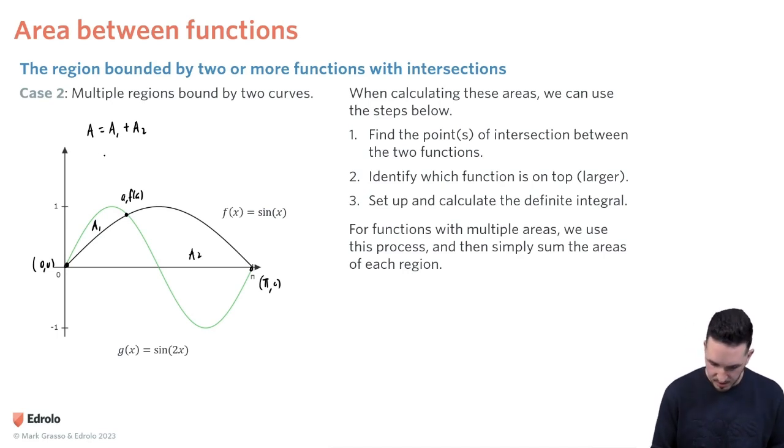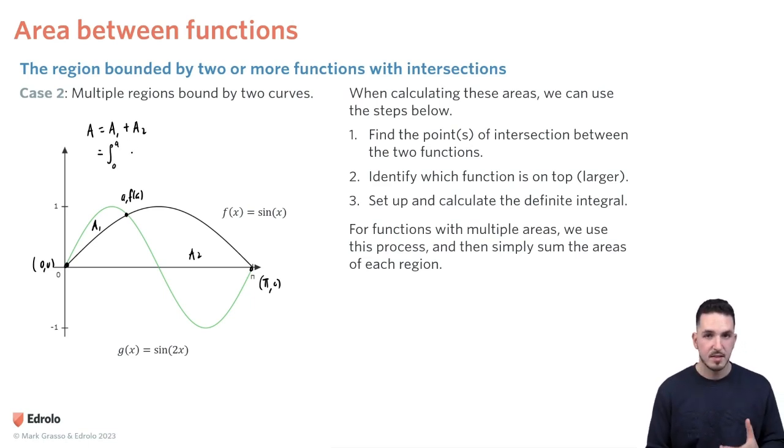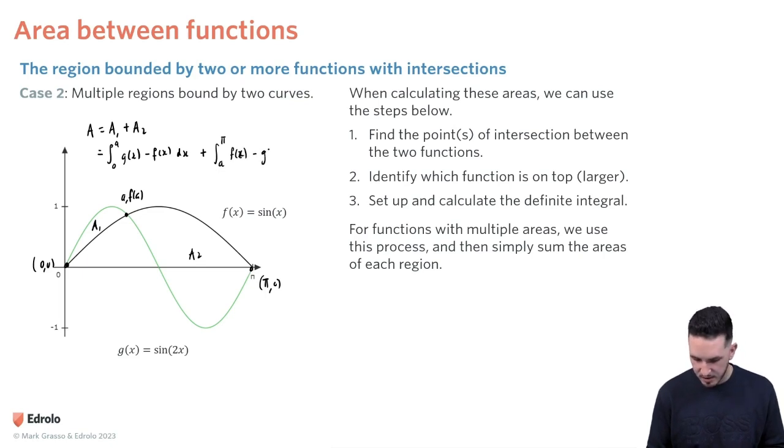So to set this up, for example, we can see in area 1 that g(x) is on top, so area 1 will equal the integral from 0 to a. We don't know what a is, I'm just using that hypothetically to help us set up our integrals. We're going to have g(x) minus f(x) dx, and then plus the area between a and pi, where f(x) is now on top, so f(x) minus g(x) dx, and that will give us our total area.